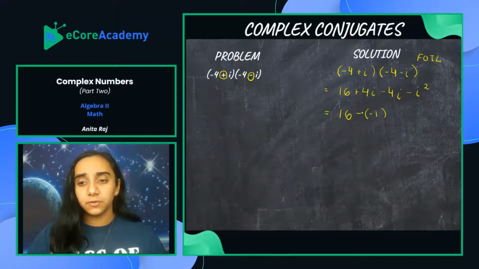You can't get messed up with the signs. So this is negative i squared. So it's technically negative 1, because i squared is negative 1. So negative times negative 1 is going to give you positive 1. So that's why I wrote it like this. I want to show you each step.